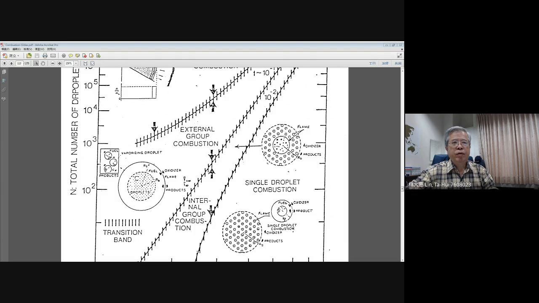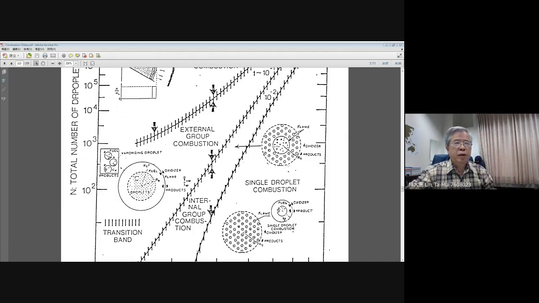The diffusion flame is only supported by the small portion of droplets inside of your spray cloud, and the fuel vapors gasified from this group of droplets support this small diffusion flame. That means we will have a back diffusion flame sitting inside of your spray cloud, just like the figure illustrates.